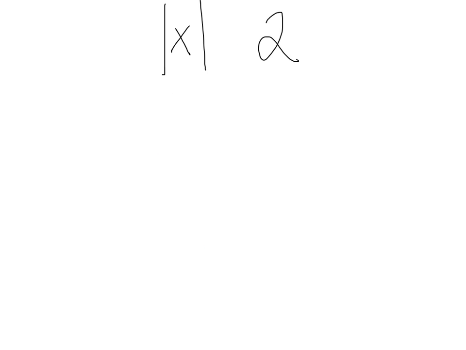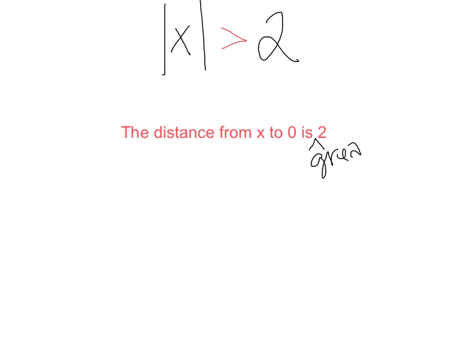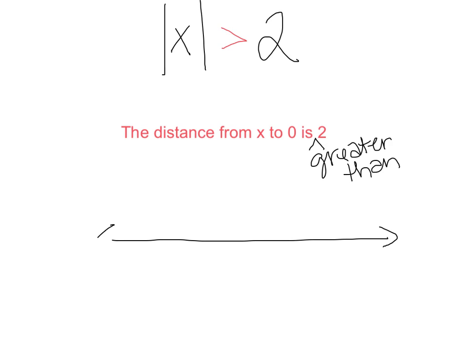So now what if I had the absolute value of x is greater than 2? What would that mean in words? Well, it's very similar to what we had with the absolute value of x is 2, except the absolute value of x, or the distance from x to 0, is greater than 2 units. So if we looked at that on the number line, we're looking at numbers that are greater than 2 units from 0.